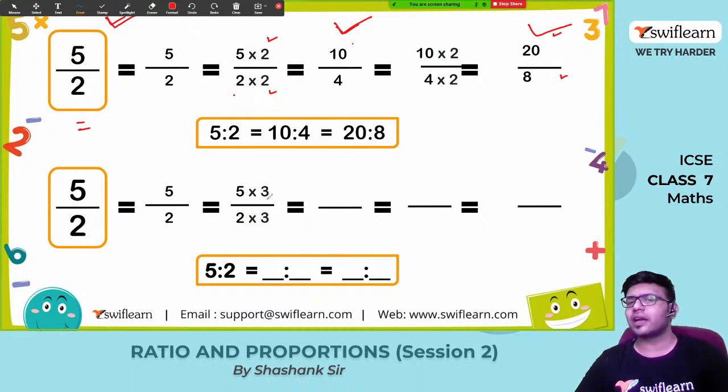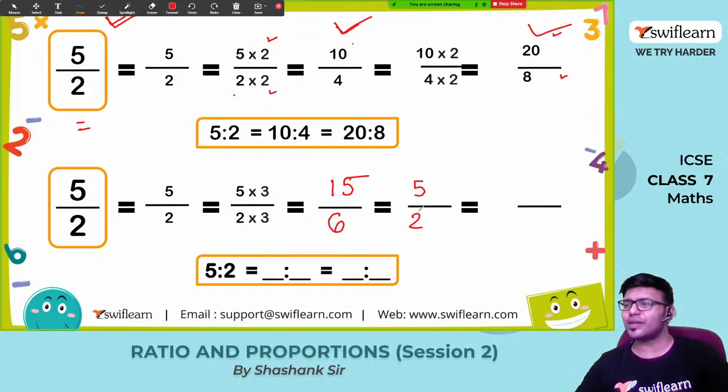So yes, 5 times 3 and 2 times 3. 5 times 3 is 15. Okay, 2 times 3 is 6. So this is also an equivalent ratio. Okay. So yes, can you tell me more examples?